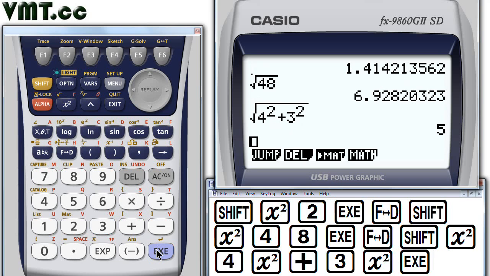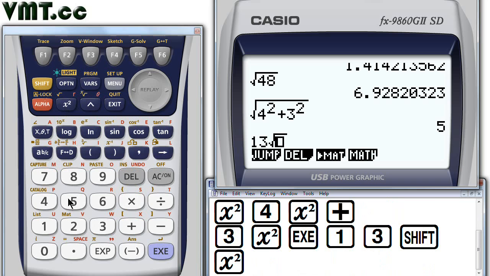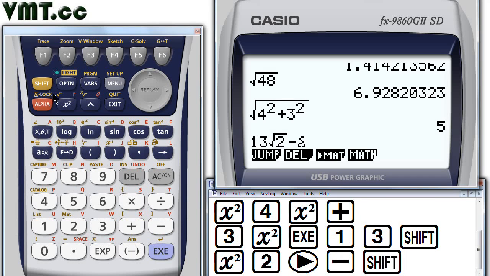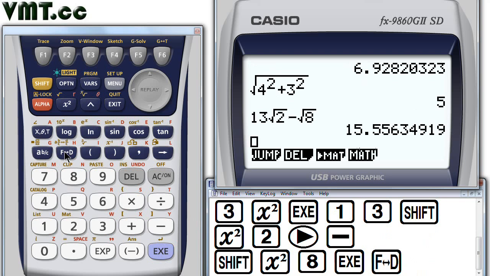And finally, let's simplify an expression dealing with a couple of radicals. 13 shift square root of 2. Now be sure you get out of the radical by pressing the right arrow key and then continue. Minus shift square root of 8 and execute. There's our exact answer. Let's see what it looks like as a decimal. Press the fraction decimal conversion key. There it is.